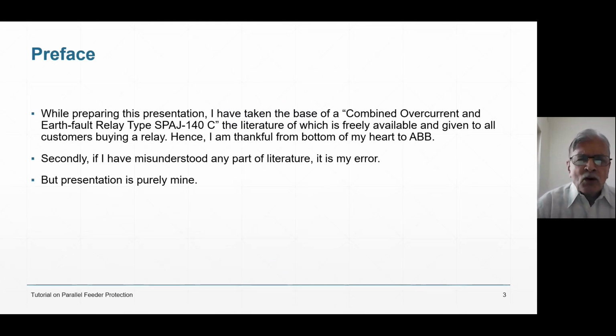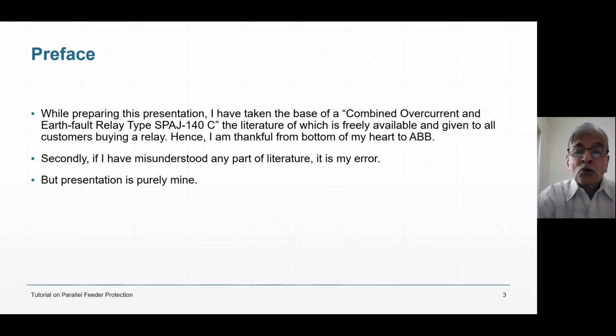I have talked about this preface first because, before I talk about the experiment, I must talk a little about that SPAJ 140C. It's a literature of about 68 pages, a big long literature, which is freely available on the ABB website. So I am doing nothing new, and if you purchase a relay, they give you that material. I have that material with me, and if you like, you can go to the website and have that material free of cost. So I'm not doing anything wrong with this, but I'm using the relay of ABB SPECOM version. I am really thankful to Asia Brown Boveri Limited, who gave us such a good relay.